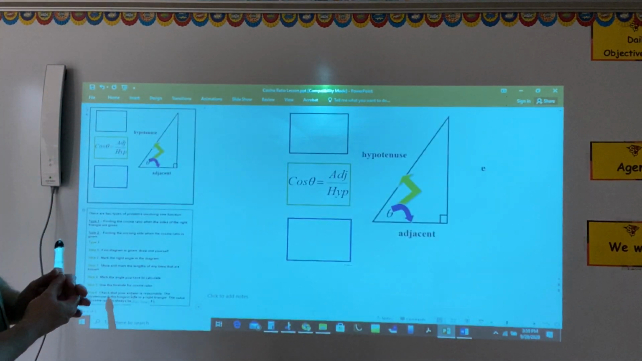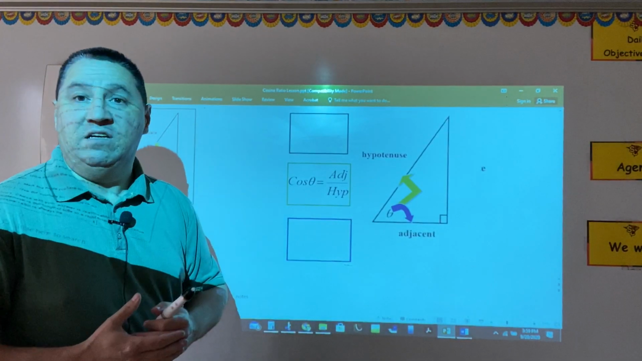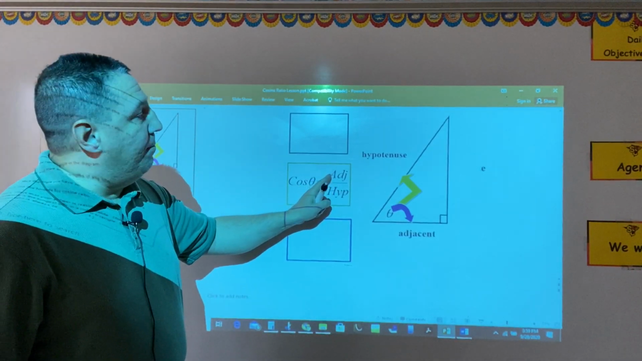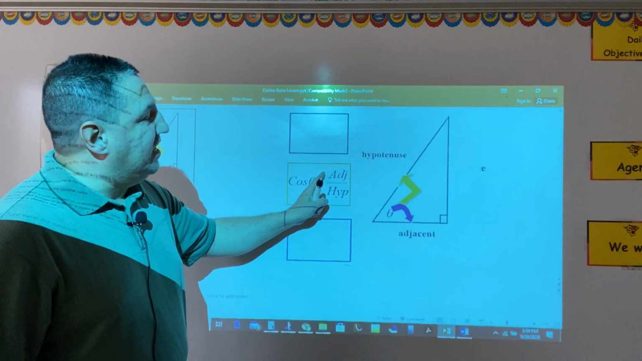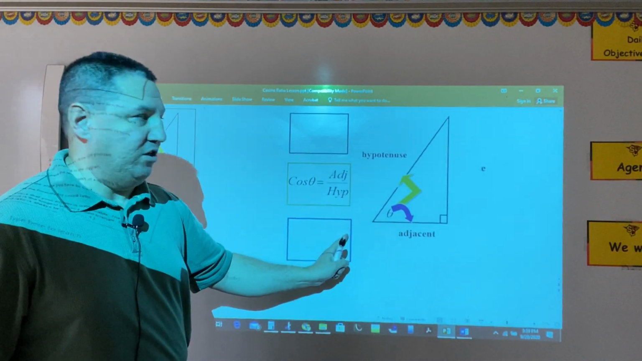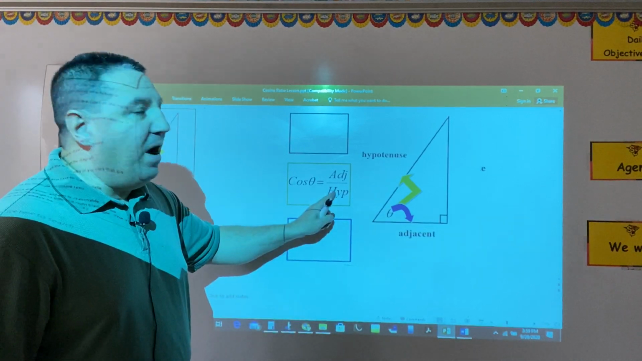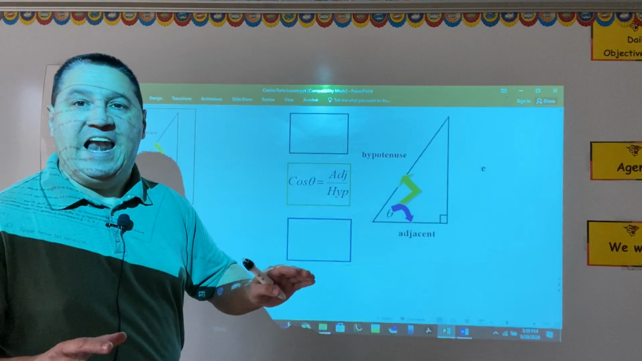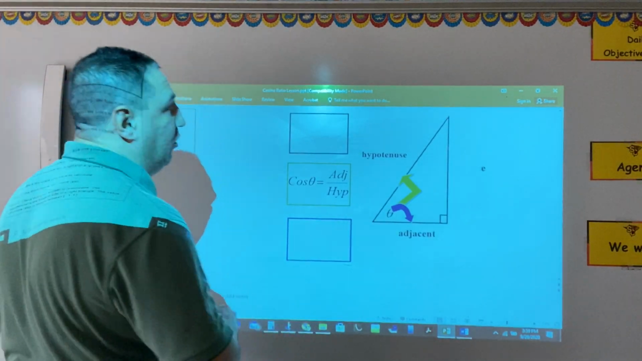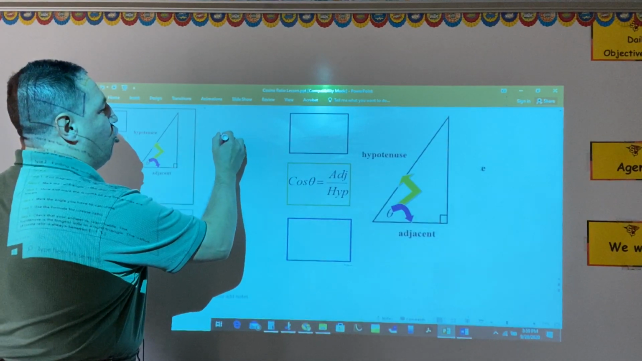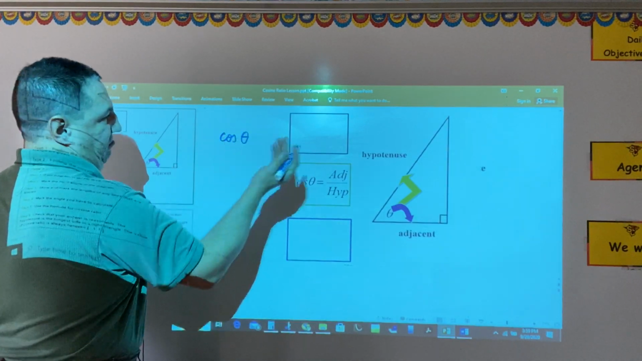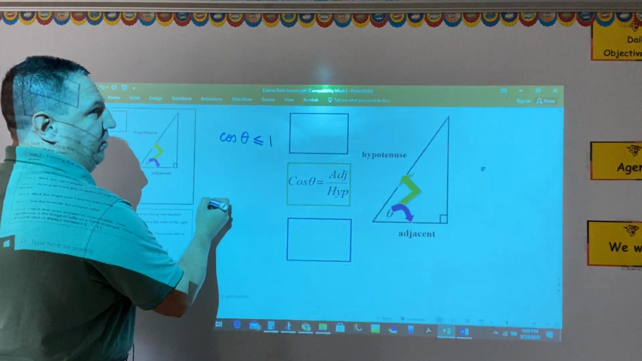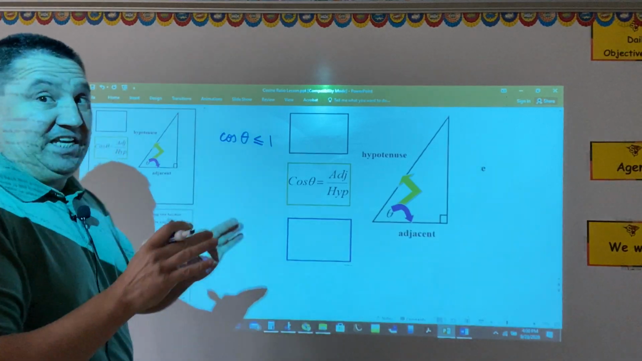So, what is the cosine ratio? The cosine ratio is the ratio of adjacent side to hypotenuse. Because hypotenuse is the longest side, this ratio is always less than 1. So, all the time, we can say cosine of an angle, for example theta, is always less than or equal to 1. So, it cannot exceed 1.